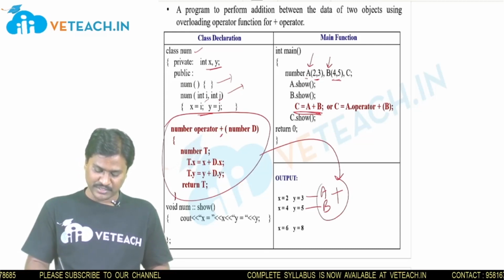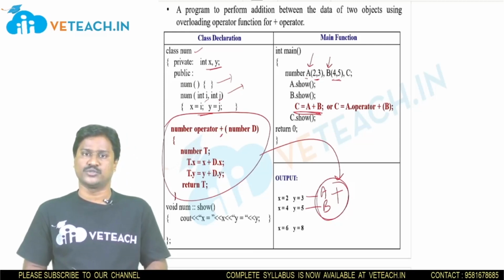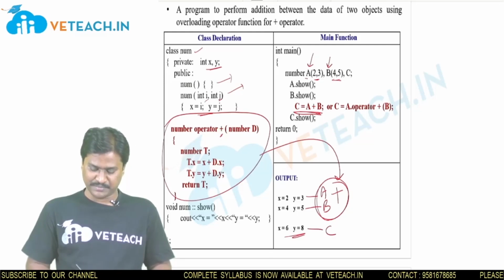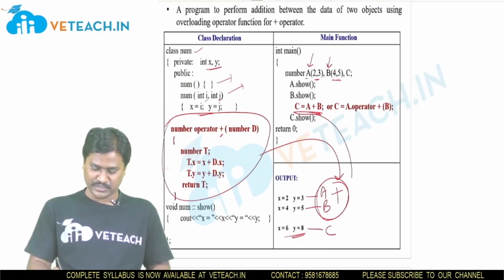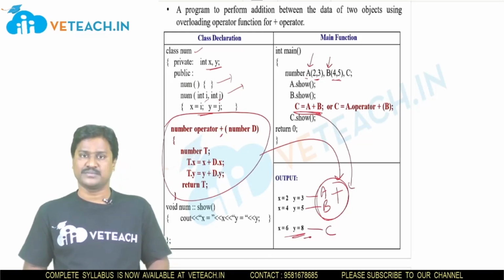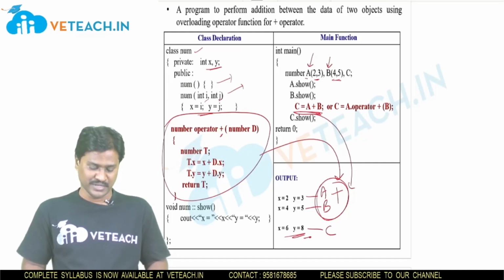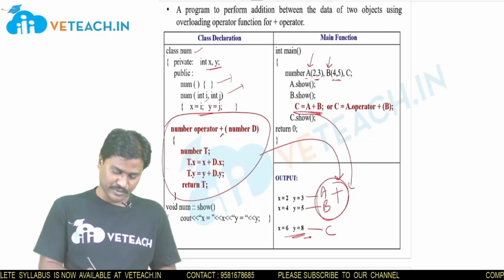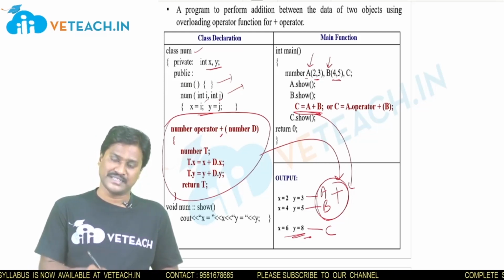After performing this addition between these two objects of the same class, the result goes to object C, as I showed: C equal to A plus B. So this is possible in C++ by operator overloading, using an overloading function defined inside the class.